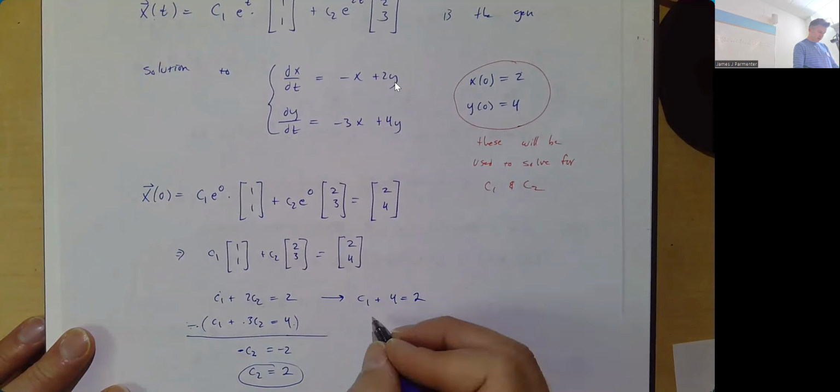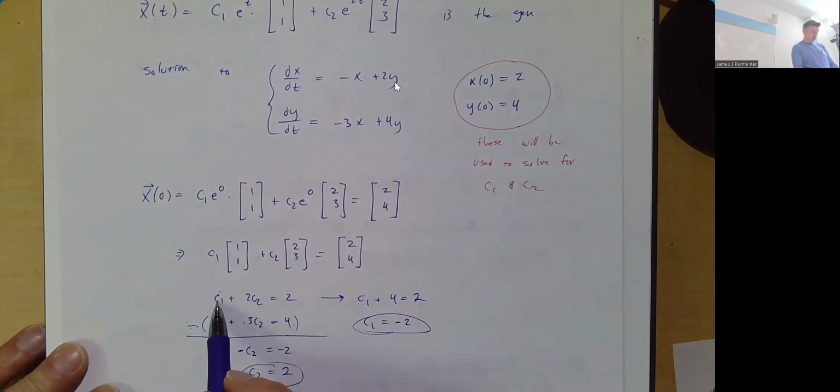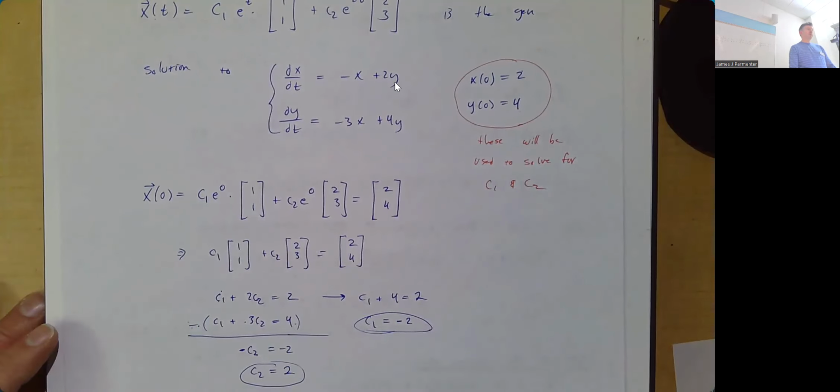Oops, so c1 is equal to 2 minus 4, which is -2. We can double check. -2 plus 4 is 2, check. -2 plus 6 is 4, check. So we found the particular solution.